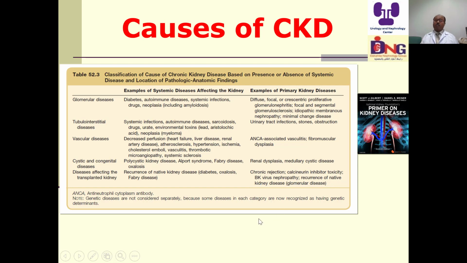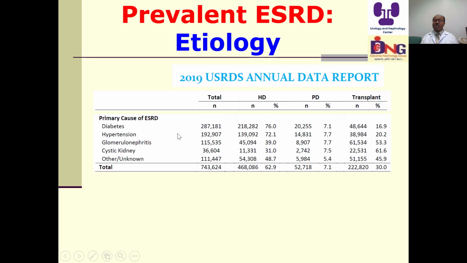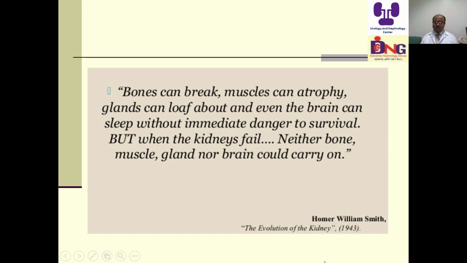So the causes of chronic kidney disease are enormous, including diseases that may affect glomeruli, tubulointerstitium, vasculature, cystic kidney disease, or transplant kidney. For simplicity, you can say systemic disease affecting the kidney or primary disease affecting the kidney alone. Or the simplest way is to say the etiology according to prevalence: diabetes, type 2 diabetes, hypertension, glomerulonephritis, and polycystic kidney disease.